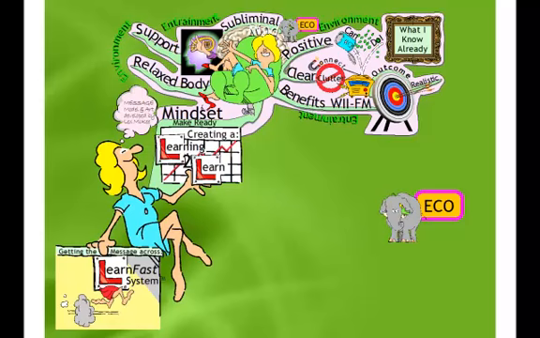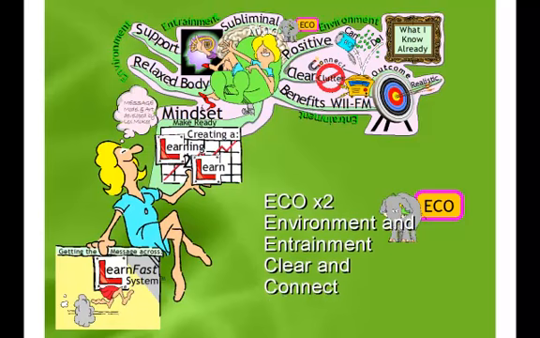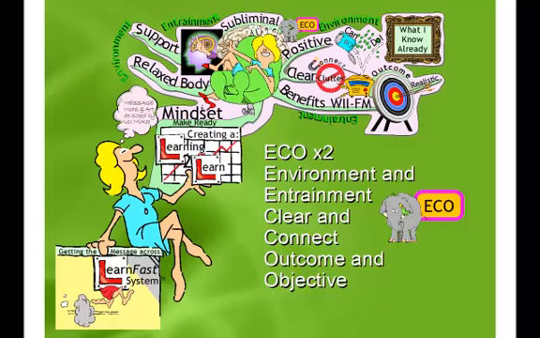We need to clear our mind of all mental clutter and connect with each other in the learning environment, or connect with ourselves, into that wonderful state where we have a realistic outcome and a very clear grasp of the benefits, the what's in it for me. In each of these slides I have a memory elephant, and this one has 3 letters associated with it, ECO. And ECO stands for environment and entrainment, clear and connect, outcome and objective.